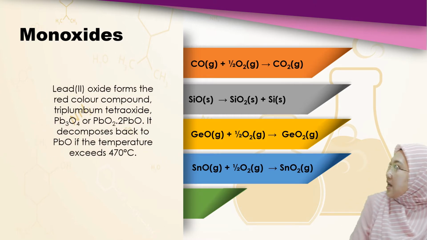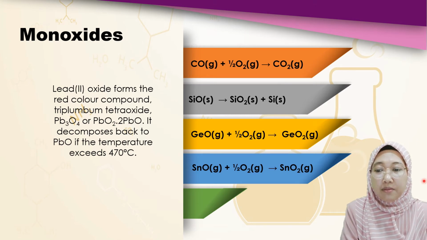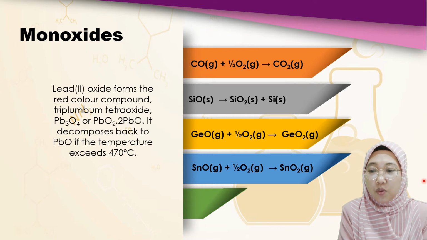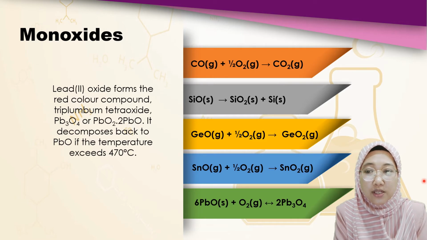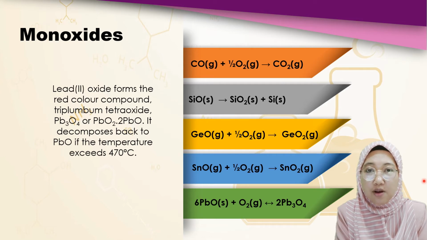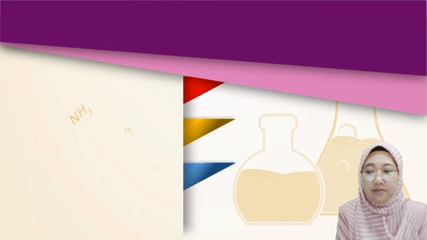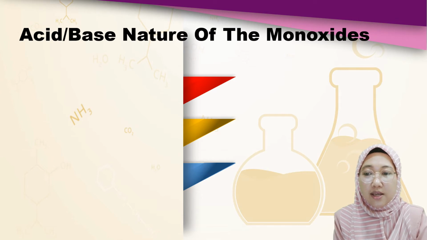Okay, lead 2 oxide forms the red color compound triplumbum tetraoxide, Pb3O4, on heating. PbO2 to PbO. It decomposes back to PbO if the temperature exceeds 470 degrees Celsius. Okay, this is the chemical equation for lead 2 oxide. Okay, acid-base nature of the monoxide.